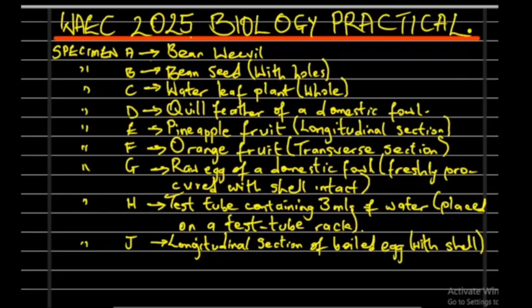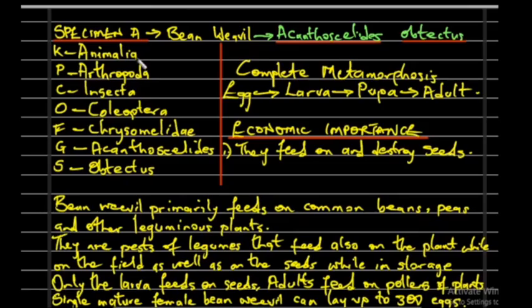This is what we have for our specimen A. We said our specimen A is the bean weevil, and here we have the classification of specimen A. The kingdom is Animalia. The phylum is Arthropoda. The class talks about it being an insect, and the order is Coleoptera. The family is Chrysomelidae, the genus is Acanthoscelides, and the species is obtectus. So that is the classification of this particular organism, the bean weevil.